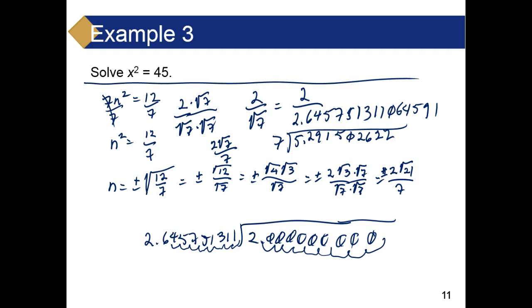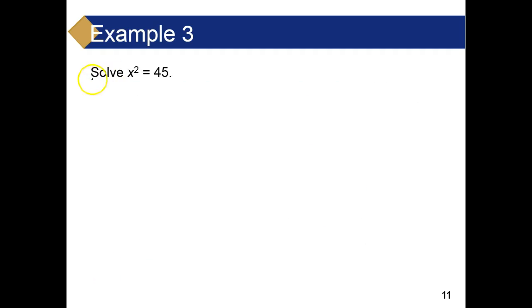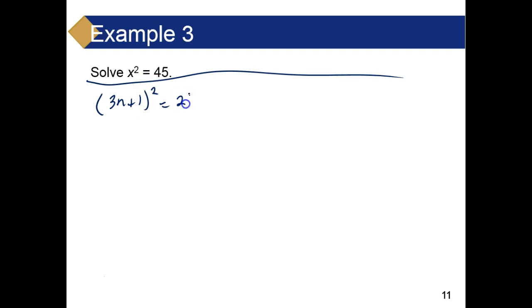Okay. Let's do example 6. That's going to be a lot more fun. Okay, so let's clear the ink on this slide. And let's do example 6. Solve this: 3n plus 1 squared is equal to 25. Okay? Now, how would you proceed to do that?